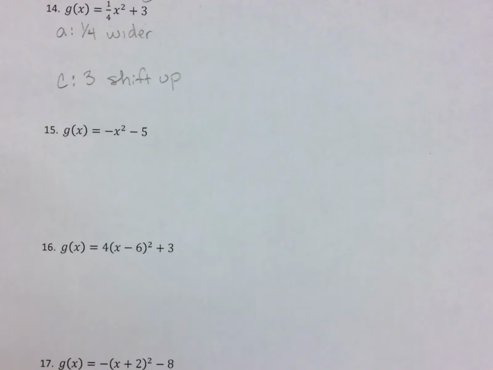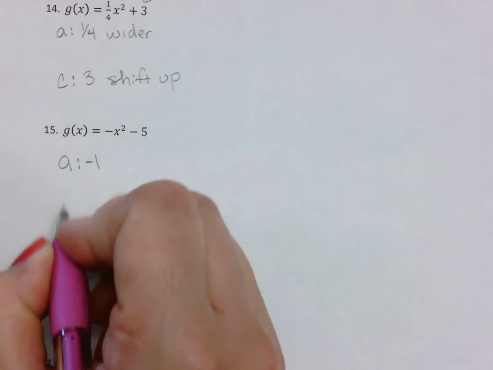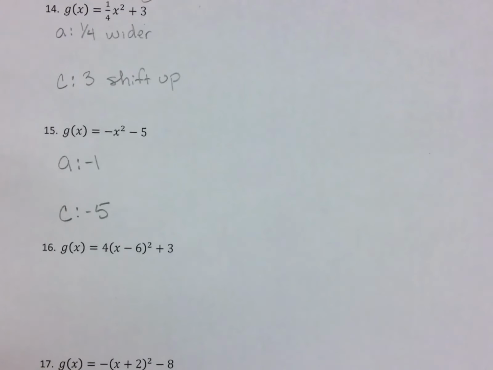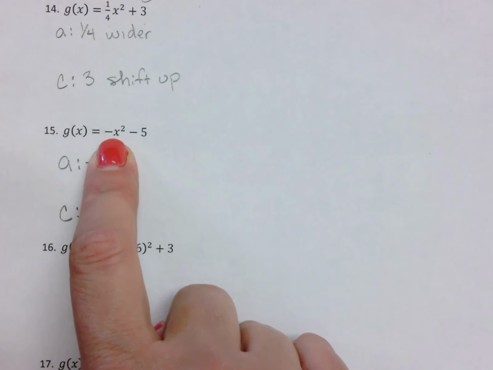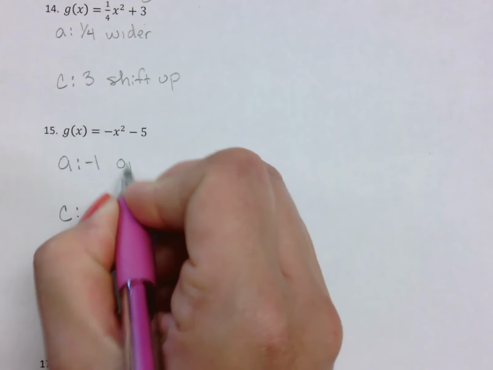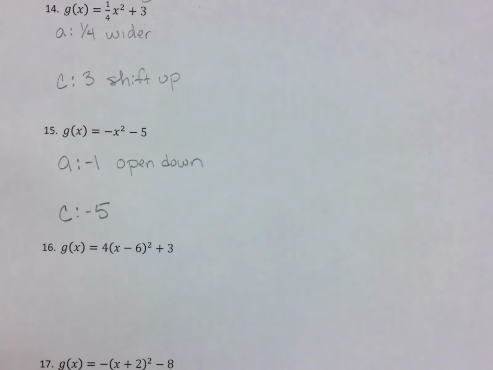In number 15, our a is a -1 and our c is a -5. Now, because our graph is now negative and the original parent function was positive, we would say that now it's going to open down. But this time the width of the graph is not going to change. It's not going to get wider or narrower because now the absolute value of -1 is 1, and we look for an absolute value that's either bigger than 1 or less than 1 to talk about the graph getting wider or more narrow.